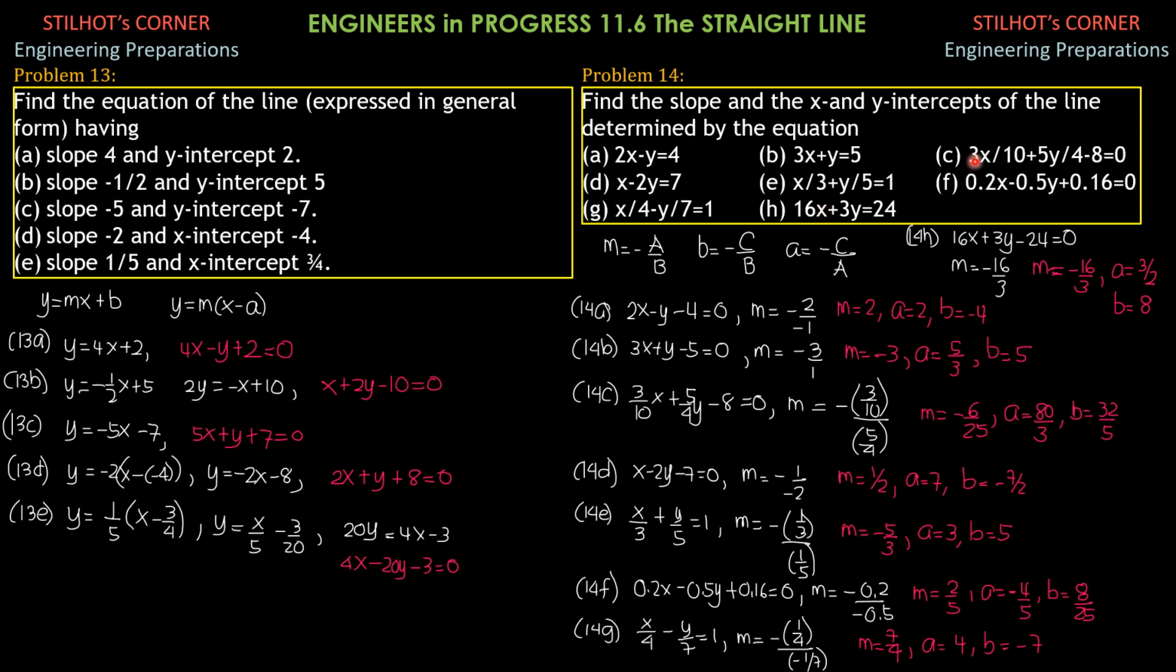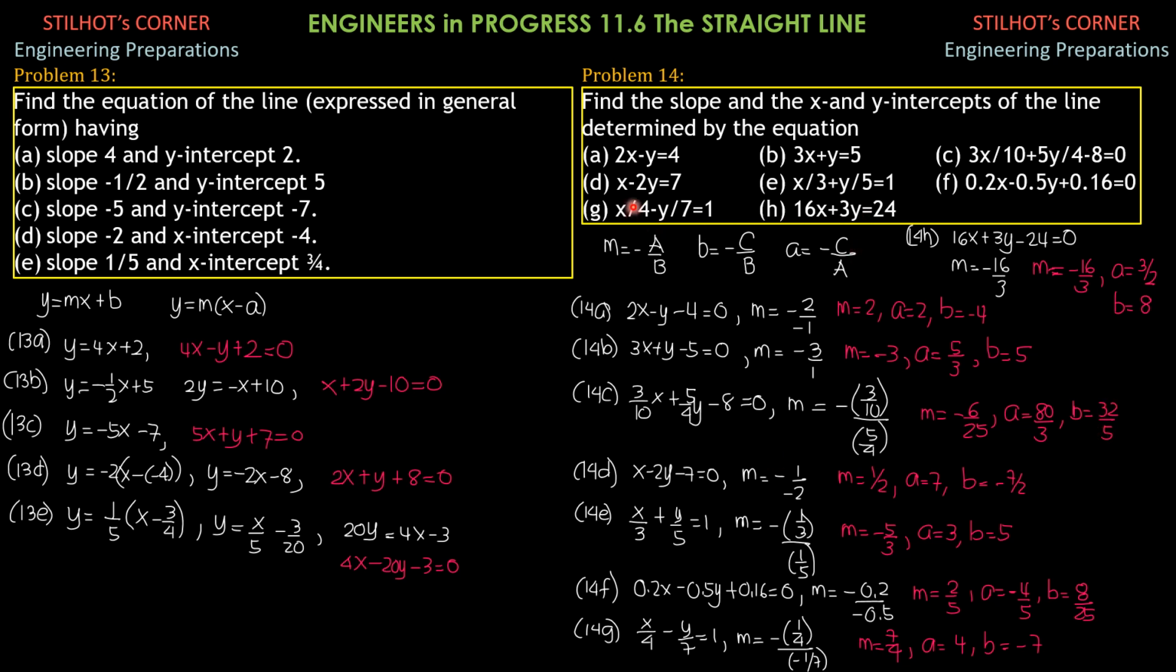14c, 3x over 10 plus 5y over 4 minus 8 equals 0. The slope is negative of coefficient of x, negative of 3/10 divided by coefficient of y, 5/4, and if we simplify that, negative 12 over 50, in simplifying, that's negative 6 over 25. The x-intercept is negative of negative 8, or 8 over 3/10. 8 over 3/10 is 8 times 10 over 3, or 80 over 3. The y-intercept is negative of negative 8. 8 divided by 5/4, so 32 over 5.